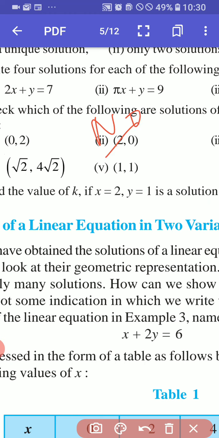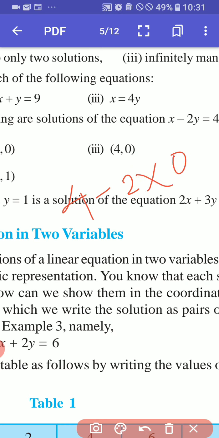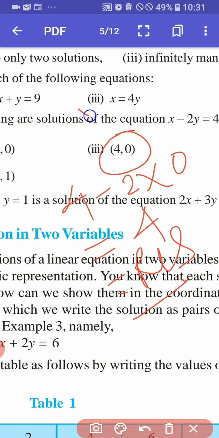Now check it for third one. Okay. Third part. If you will put x equal to 4 and y equal to 0, put x equal to 4 in the left hand side of a given equation, x equal to 4 minus 2 into 0 equal to 4 minus 0 equal to 4, means you are getting the right hand side. Hence 4 comma 0 is a solution of a given equation.